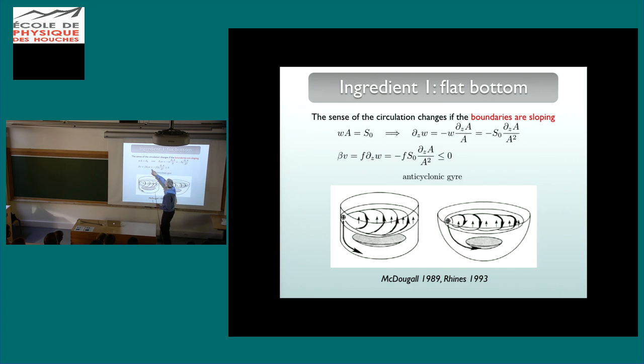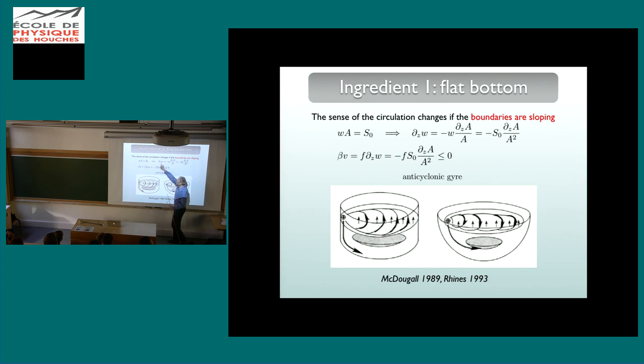You can prove it a bit more formally if you want. You take the d/dz derivative of this equation. Since S naught doesn't depend on z, it's just that source at the ocean bottom, you get d/dz of W is equal to minus W d/dz of A over A. So this is just the derivative of this set equal to 0. Now we know what W is. W is S naught over A. So I plug it back in here, and so I get minus S naught d/dz of A over A squared.